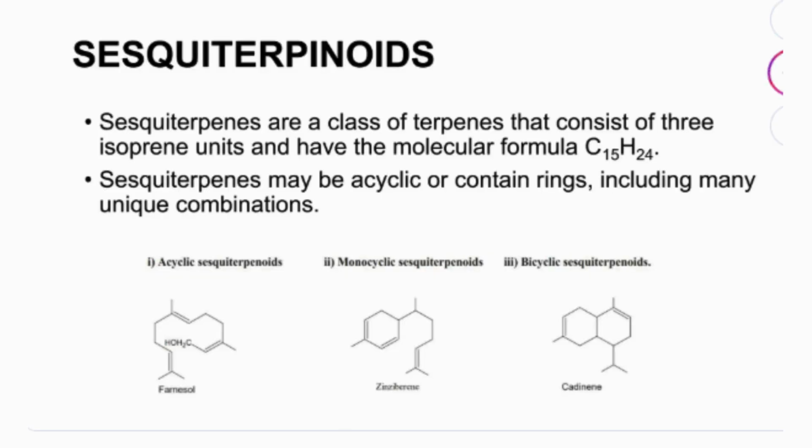Another example of terpenoids is the sesquiterpenoids. Sesquiterpenoids are a class of terpenoids that consist of three isoprene units and have the molecular formula C15H24. Sesquiterpenoids may be acyclic or contain rings, including many unique combinations.